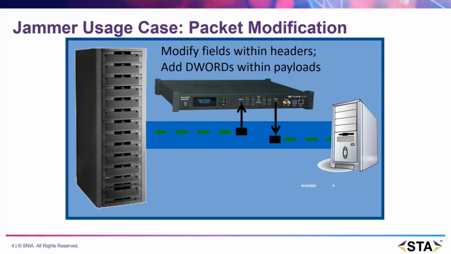Packet modification involves altering header fields or inserting D words into payloads. This helps verify how devices handle unexpected or malformed data. The Jammer platform recalculates CRC and FEC encoding to maintain protocol integrity during injection.